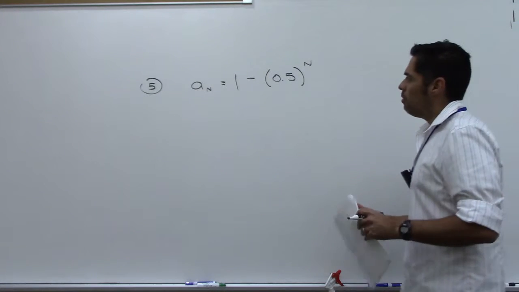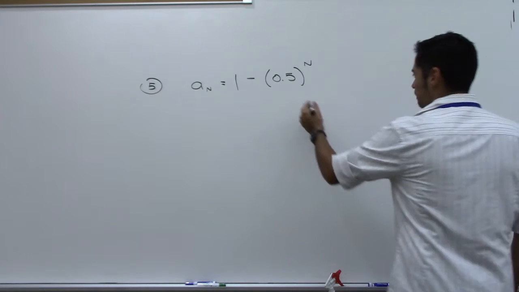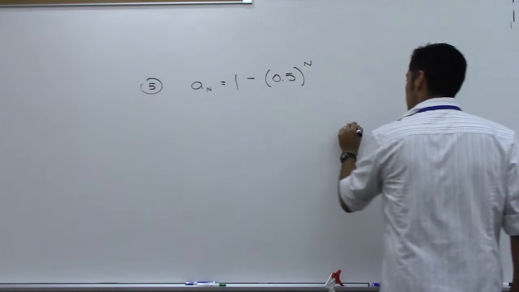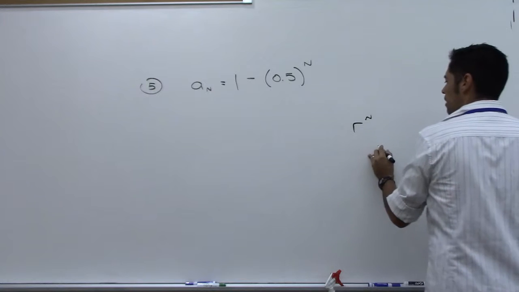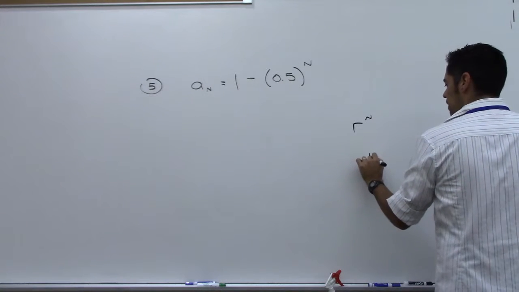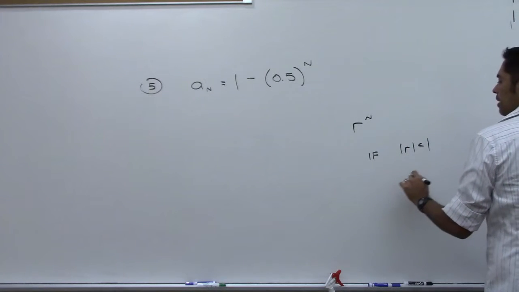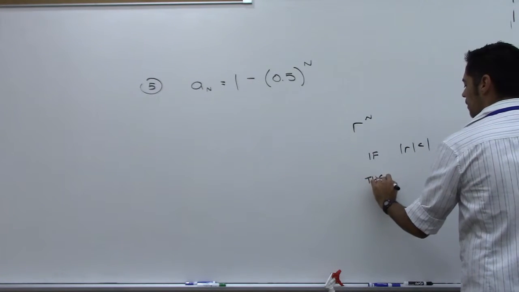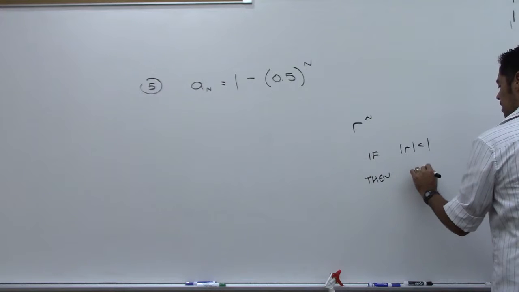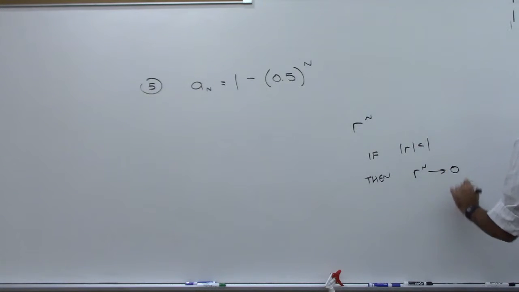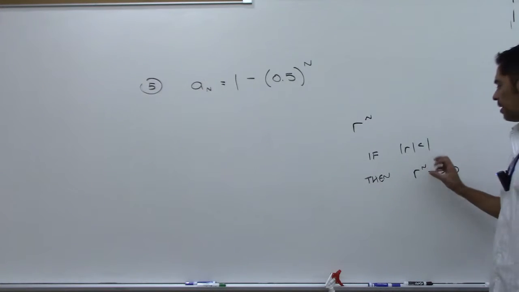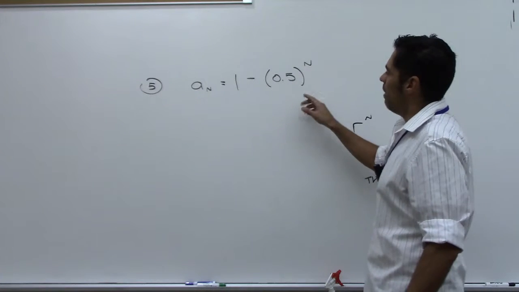All right, so on this one, all we're going to do is just realize that this right here looks like r to the n. And we know that if the absolute value of r is less than 1, then r to the n goes to 0. In other words, if you let n get bigger and bigger, this number gets smaller and smaller. So, I mean, it's pretty obvious.